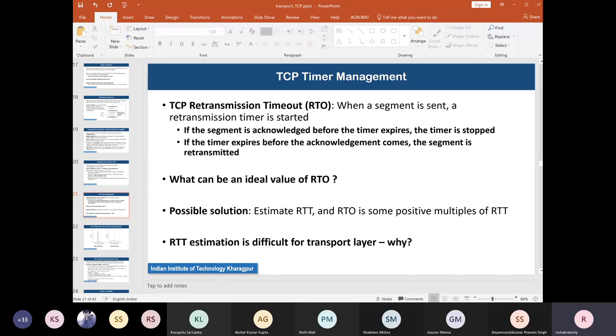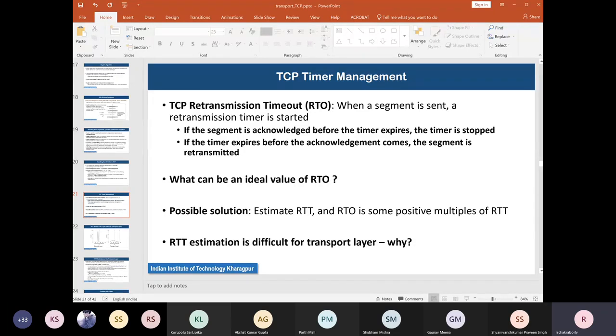Now, the important question is, how will you determine this amount of timeout interval, this quantity of time? This is the topic that we are going to start with initially, okay? And then we will move to some other concepts.